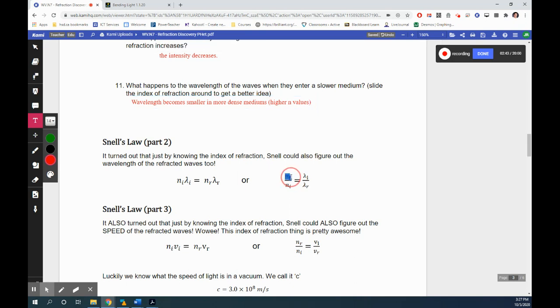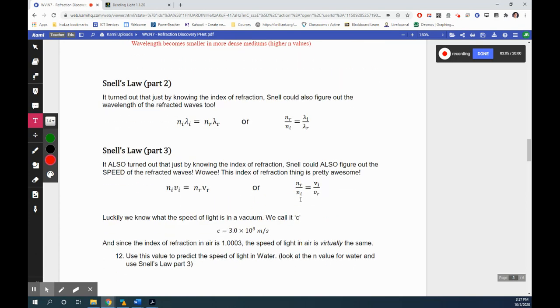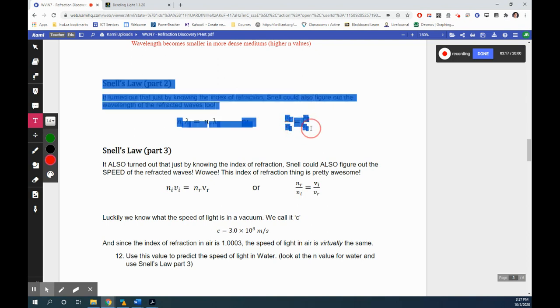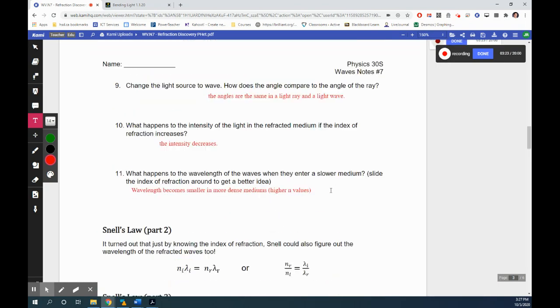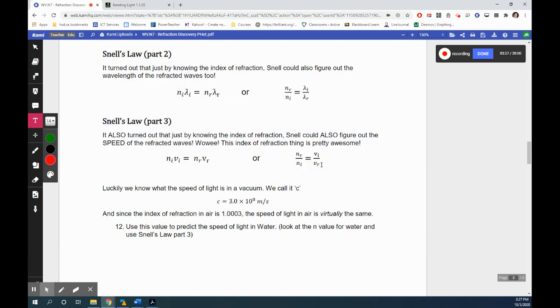And it looks like this: the index of refraction NR on the top, and the incident index of refraction NI on the bottom, is equal to the original wavelength divided by the new wavelength. Theta r is the new wavelength. And so this relationship is also true, correlated with NR and NI. And then he also figured out that he could figure out the speed of the refracted waves. Wow! This index of refraction thing is pretty awesome because if we know NR and NI, we can figure out the relationship between the wavelengths. We can also figure out the angle of reflection or refraction. And now we can also find the speed, how the speed is going to change.